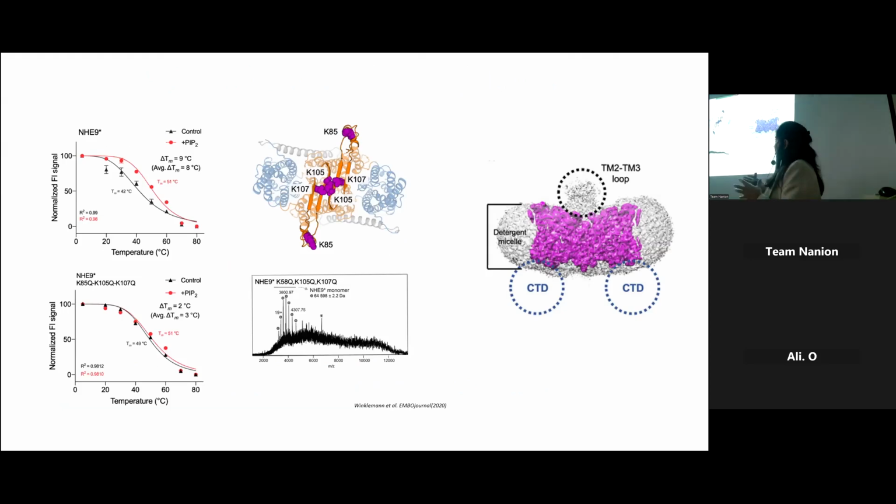So we tried to mutate some of those lysines in the loop region, and then we again tested the thermostability assay, and we found that this loop mutant was not stabilized in the presence of PIP2. So we were sure that this site could be a PIP2 binding site.